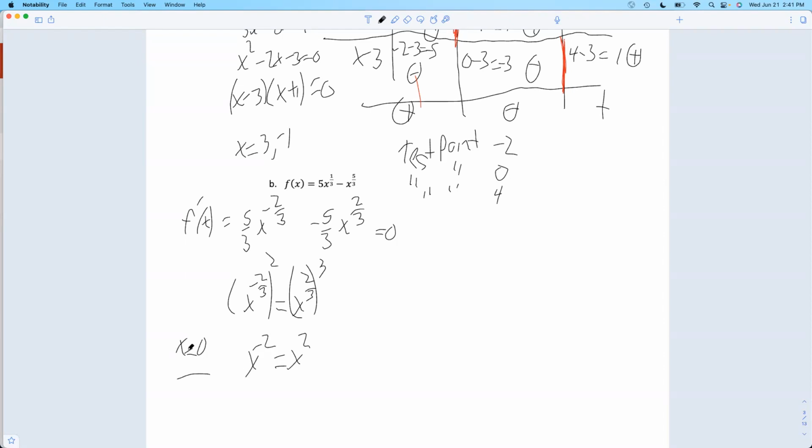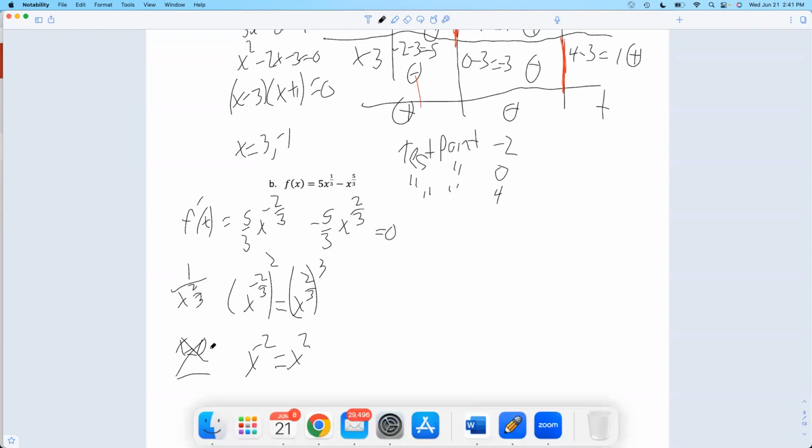And then multiply both sides. Oh, now see, I got to be careful here. That guy right there is really 1 over x to the 2/3 power. I'm not allowed to use 0. That's a place where the derivative is undefined. So let's write that down. X equals 0 is where f prime is undefined. That's still a critical value.